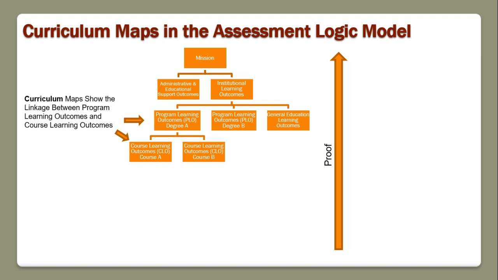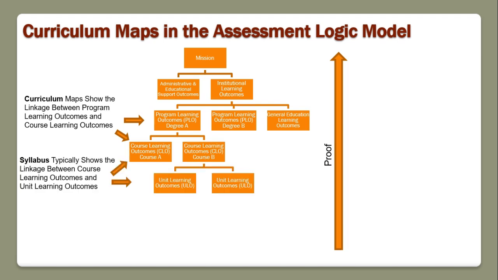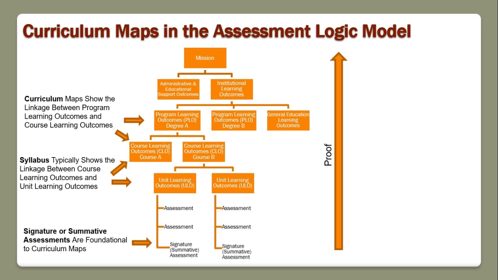Now, what the curriculum map does is it's a document, usually a table, that shows the linkage between program learning outcomes and course learning outcomes, and also courses usually. So the syllabus usually shows the linkage between the course learning outcomes and the unit learning outcomes. And then, you have these assessments.